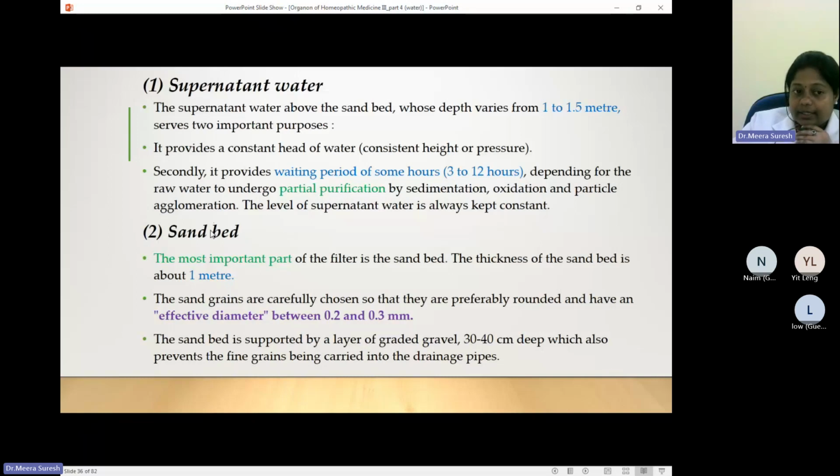Then after the supernatant layer, we have the sand bed, which is the most important part of the filter. The thickness is about 1 meter, and you have to remember this one. Actually, whatever number that I have put in color, you have to remember. It may be an Oxford MCQ. So the sand grains that have been used should preferably be rounded and have an effective diameter between 0.2 and 0.3 millimeter. So that should be the size of the grains that has been used.